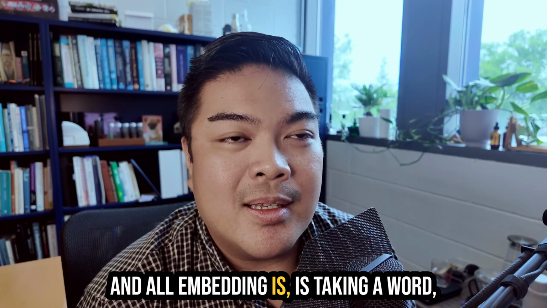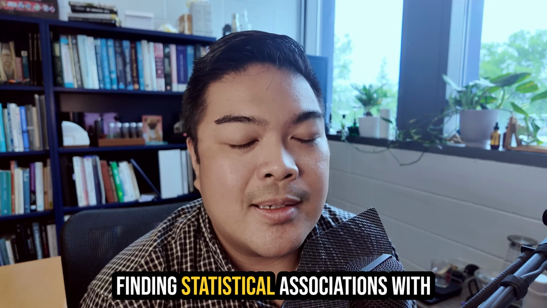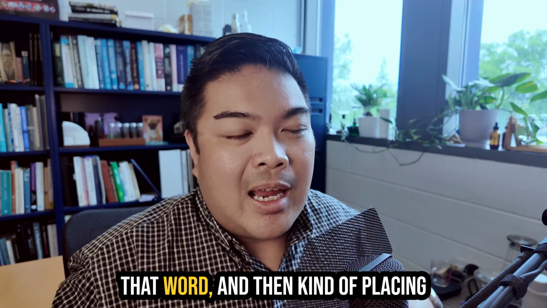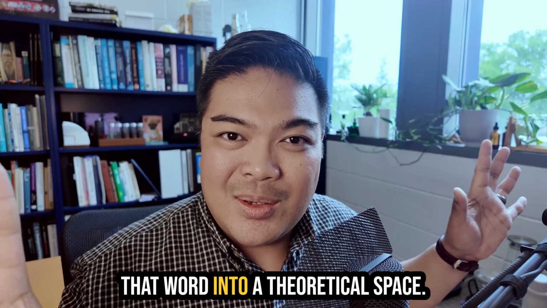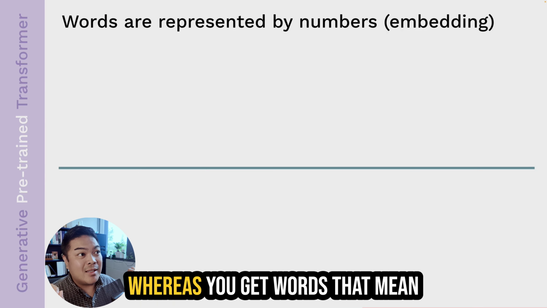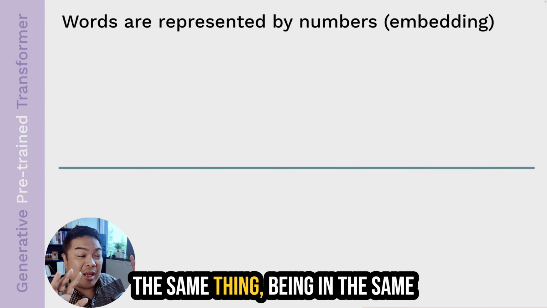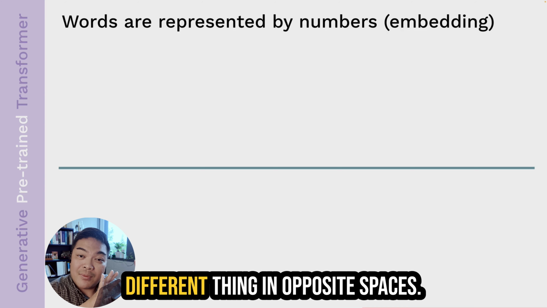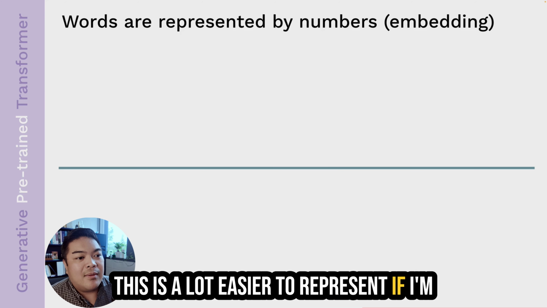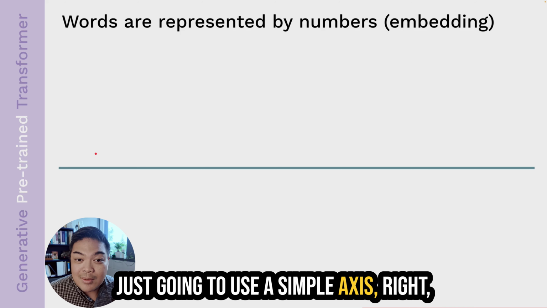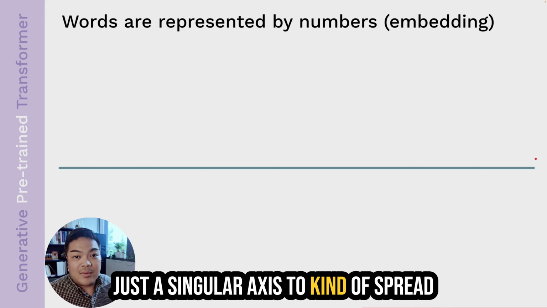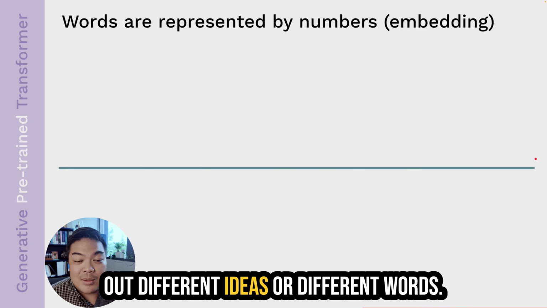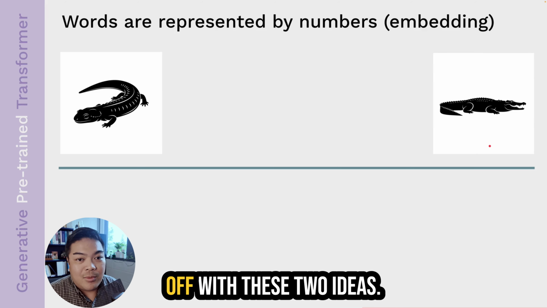And all embedding is taking a word, finding statistical associations with that word, and then placing that word into a theoretical space, where you get words that mean the same thing being in the same space and words that mean different things in opposite spaces. This is a lot easier to represent if I'm just going to use a simple axis, right? Just a singular axis to spread out different ideas or different words.